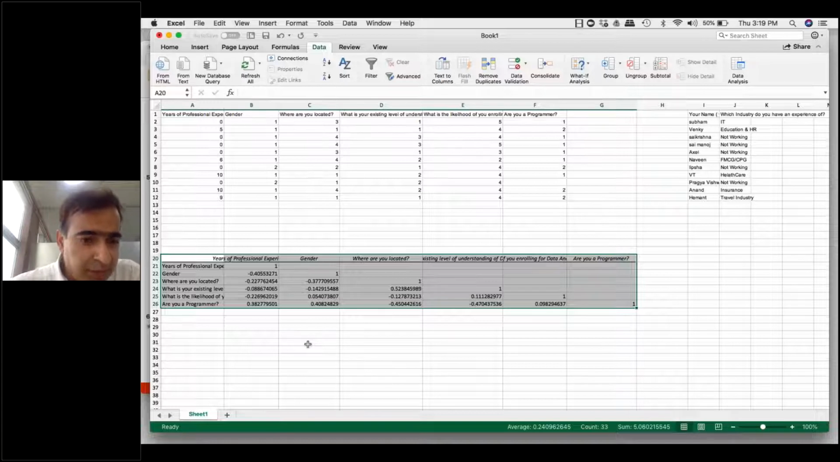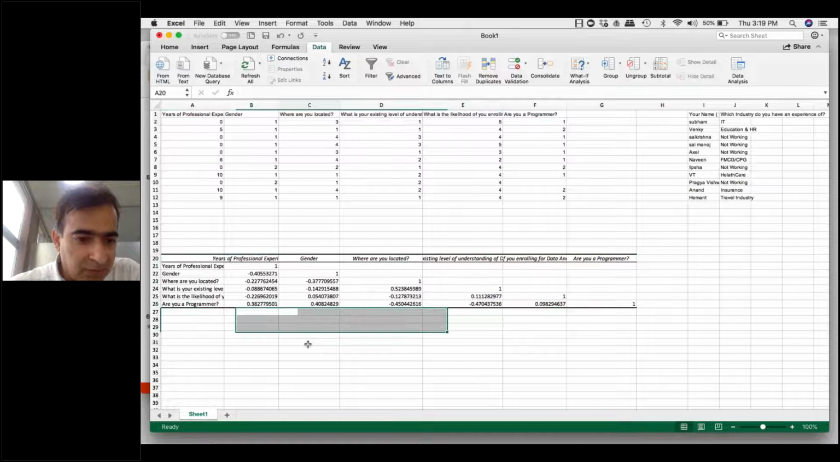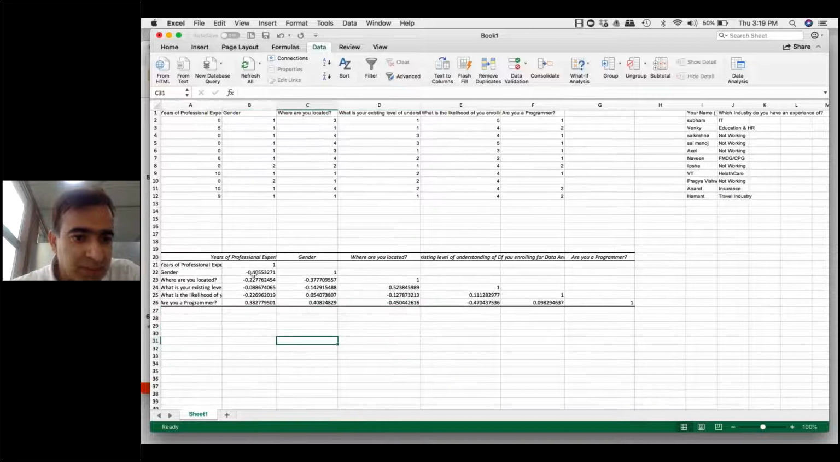So if you look at this particular matrix, it gives you the correlation between all the entities that are there over here. So between gender and professional years of experience, there is a strong negative correlation.